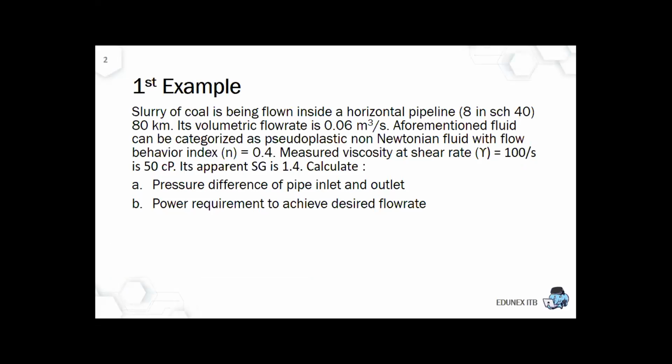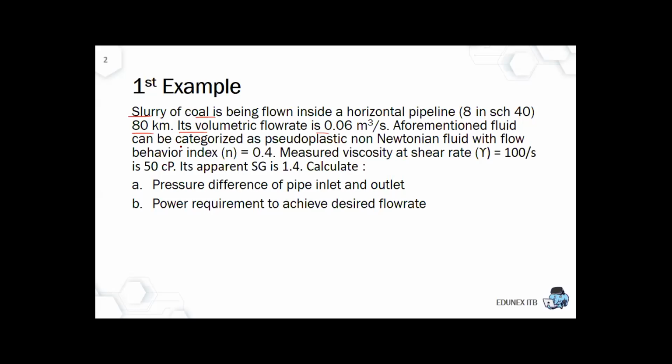Okay. So this is the example of the calculation. I have searched for many example calculations so that you can get quite an easy one. So this is a non-Newtonian calculation example. You have a slurry of coal inside a horizontal pipeline. This is 8-inch schedule 40, so you can find the cross-sectional area, at 80 kilometers. Its volumetric flow rate is 0.06 cubic meters per second.